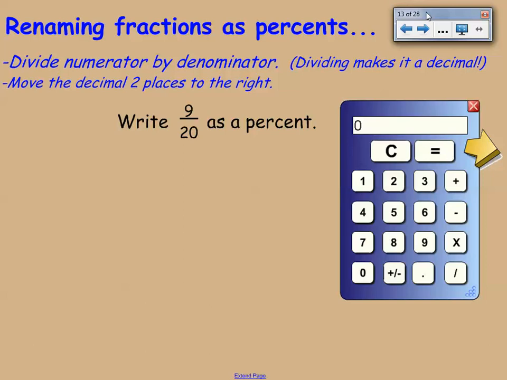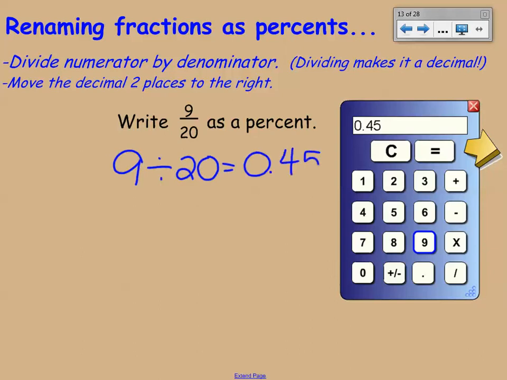Remember, dividing it makes it into a decimal. So we're going to change our fraction into a decimal, which we learned back in chapter 4. So on my calculator, let's write down 9/20ths on our paper. We're going to do 9 divided by 20. I'm so happy this works right now. 9 divided by 20 equals 0.45.